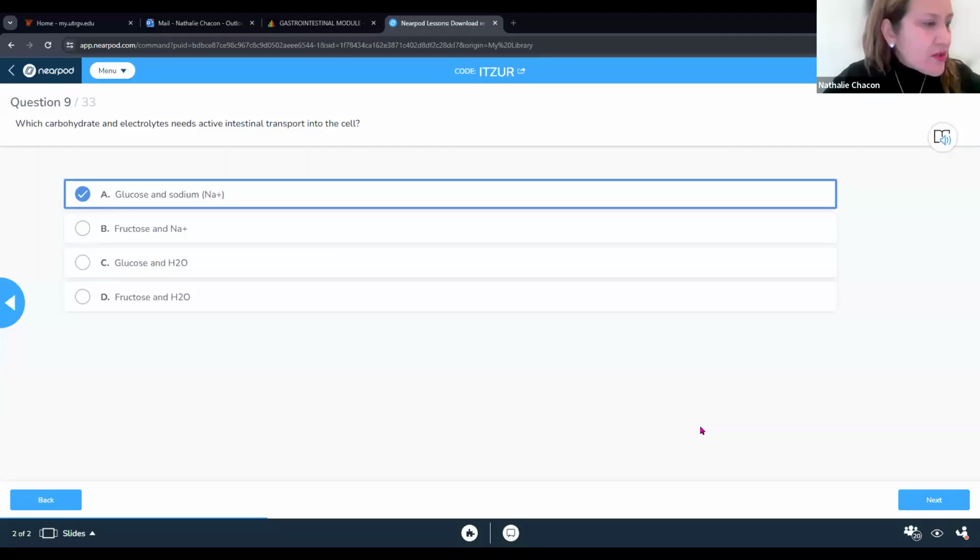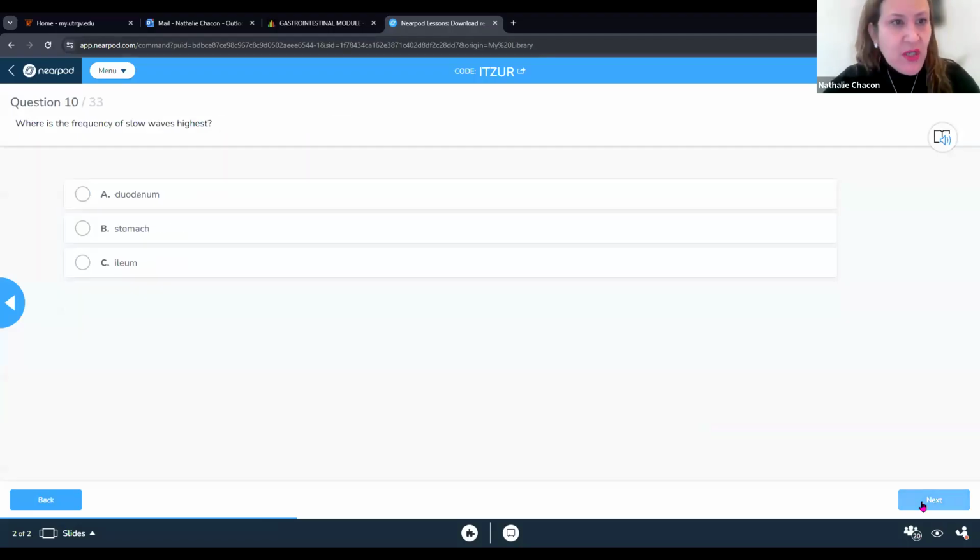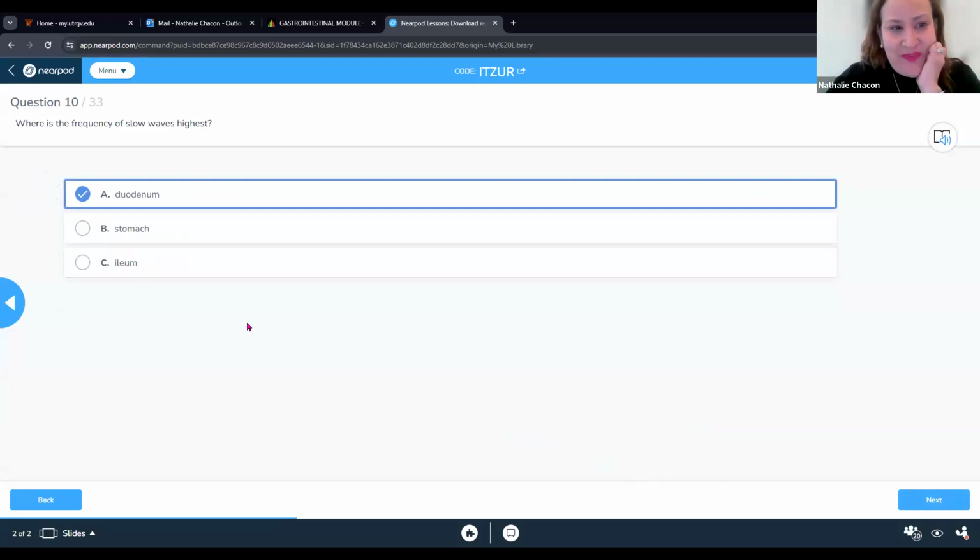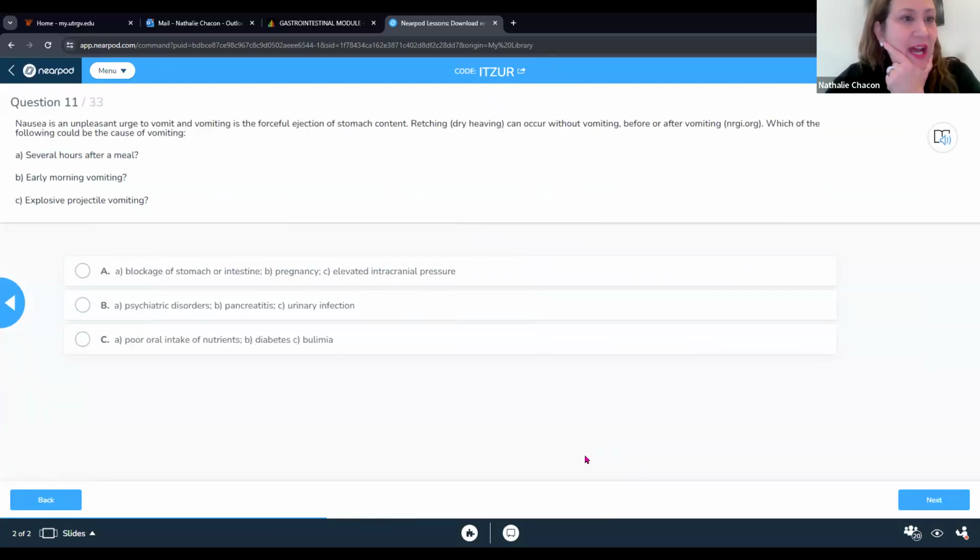Okay, let's go on. Ten more questions. This one, where are the slow waves highest? If you remember, I told you the most absorption occurs at the beginning. So the peristalsis has to be slow in the duodenum. In the stomach, there's a lot of movement. In the ileum, there's a lot of movement. In the duodenum is where the slow waves are highest. Okay, got it?